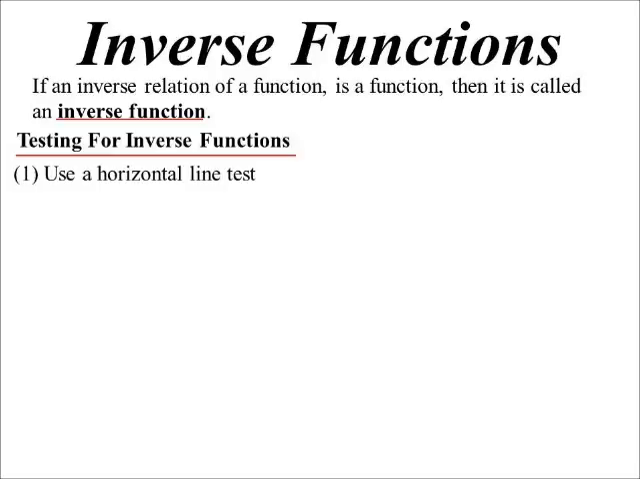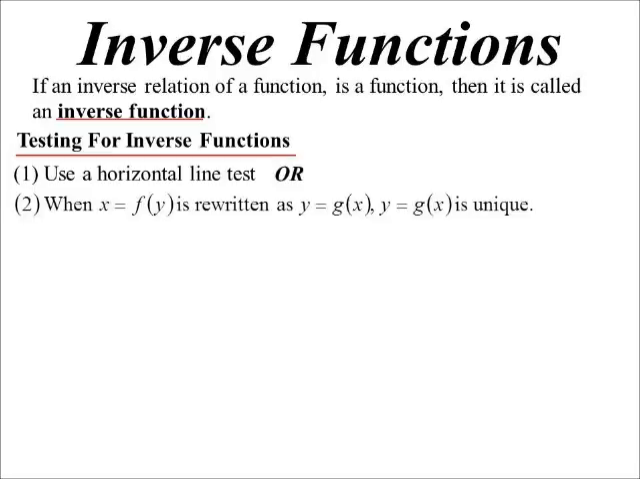So you might remember we tested for functions with a vertical line test. Well, because we swapped the x and the y's around, to see whether it has an inverse function, we can test with a horizontal line test and apply it the same way. Or another way of doing it, swap the x and the y's around, but then make y the subject. If you end up with something that's unique, then it's an inverse function.